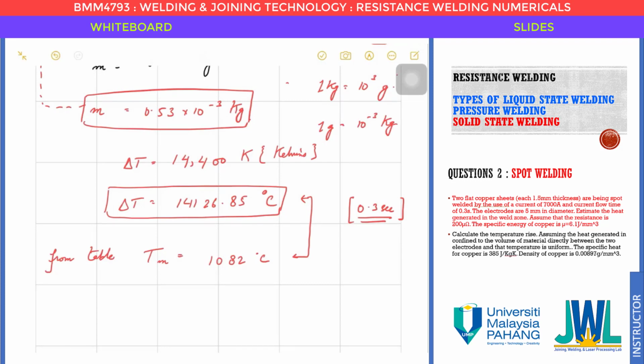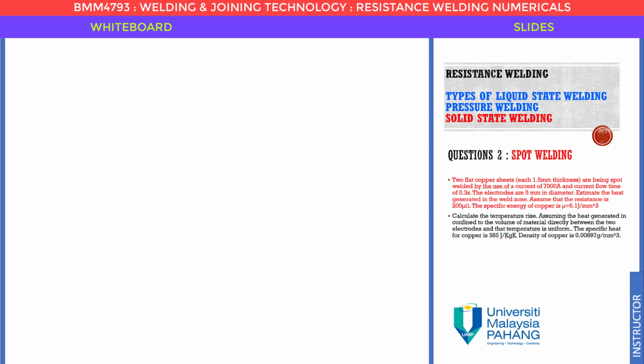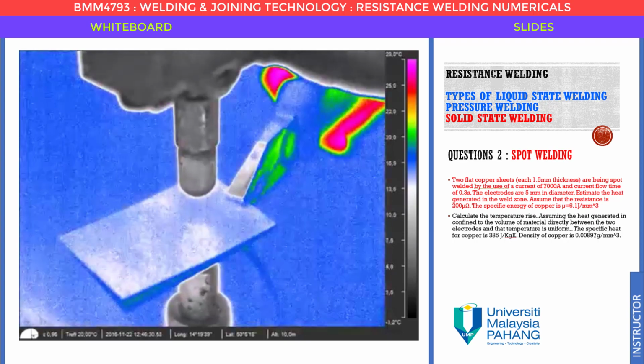I'm going to share this video. Go through this video and see how the heat is generated during resistance welding and how it is distributed. It means how much extra heat we are giving during the process. Because of this extra heat, the temperature is also increased during resistance welding. On your WhatsApp, I have shared a video. This is the resistance welding in progress.